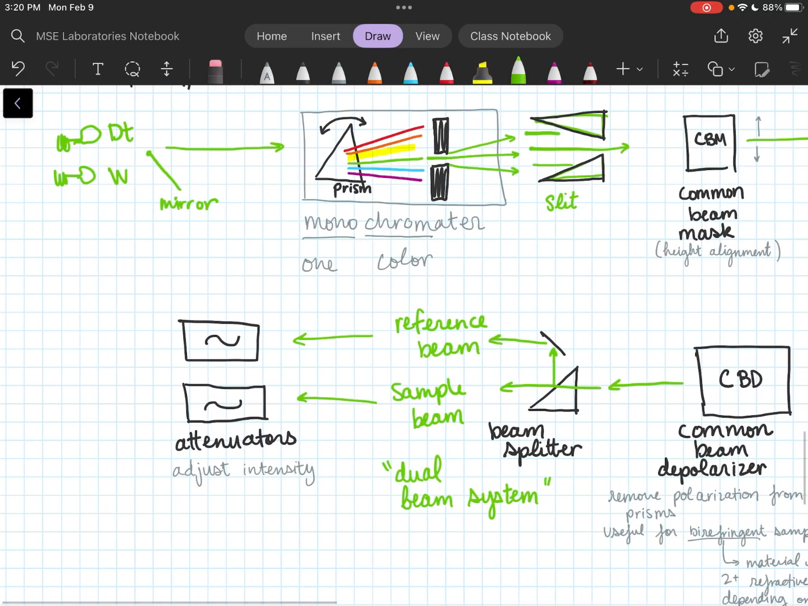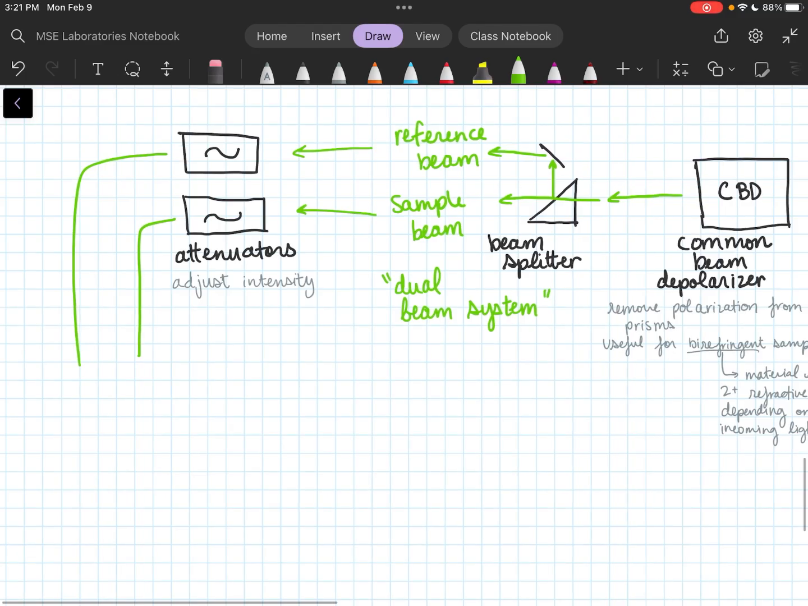We also can add polarizers. Oh, I ran out of room on the edge of my screen. We're going to do the thing again where we just casually bounce around the corner.